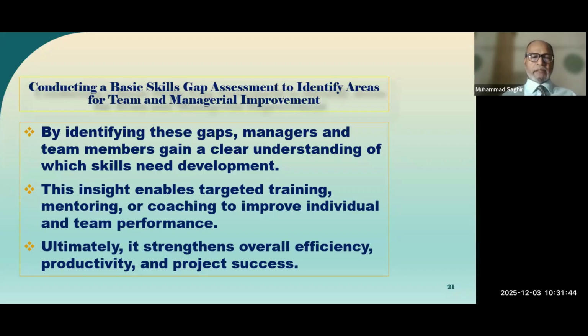Project success depends on the ability of the team. All the skills that are required, the team must have these skills in order to successfully implement, manage, monitor, evaluate, and achieve the goals.